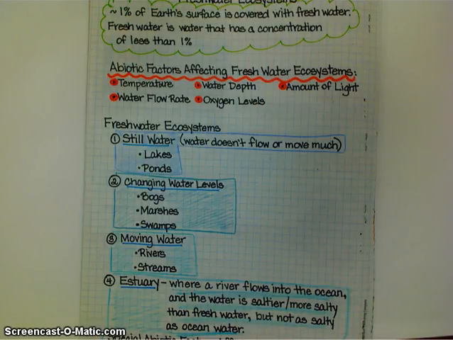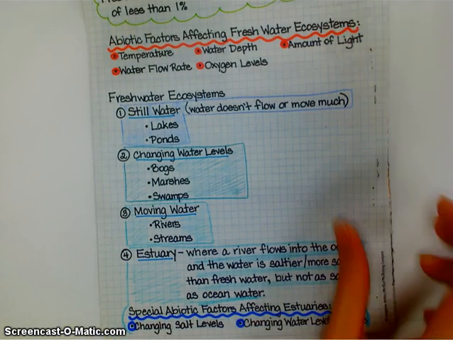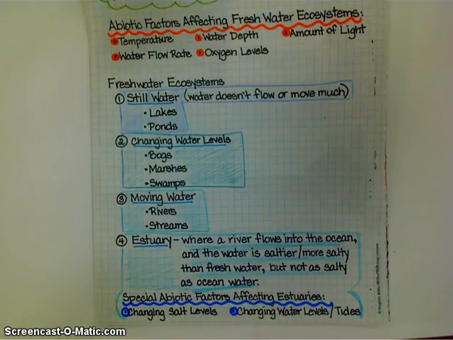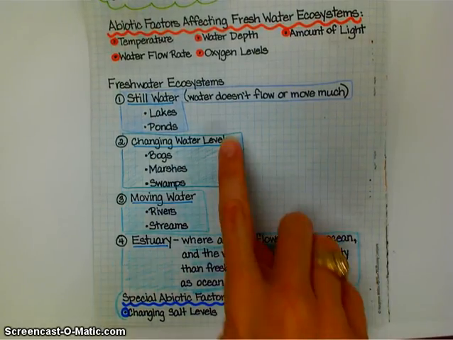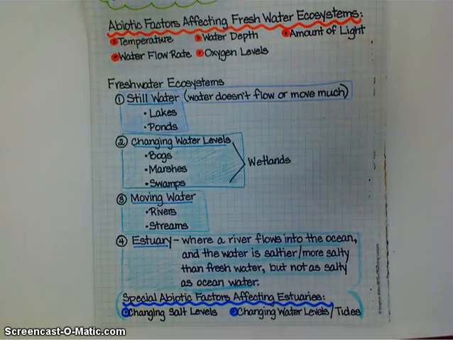Okay, and that's what this is down here. Special abiotic factors affecting estuaries: changing salt levels and changing water levels. But you can't see that because I didn't move my little thingamajig up. There you go. And I'm going to stop and add a little bracket right here just to remind you that these are your wetlands. So the magical bracket has appeared, and so just make sure you get these written down.